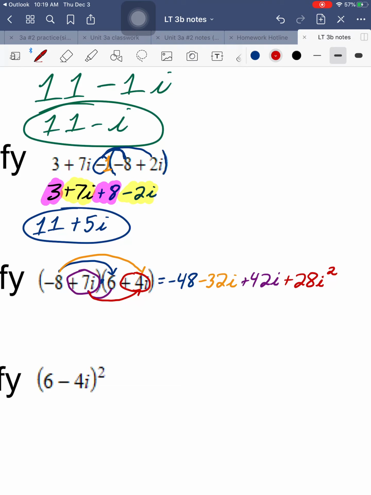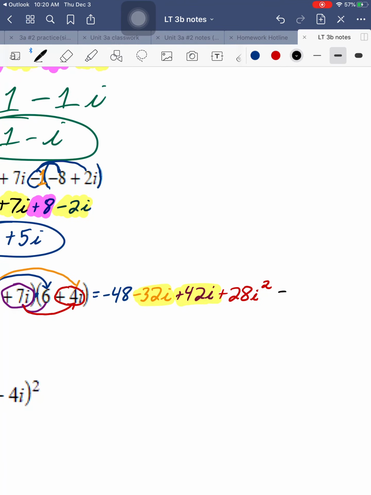All right, now we need to look at, are there like terms? Now all the parentheses are gone, so let's see if we can gather like terms, and we certainly can. We have negative 32i plus 42i, so we can simplify that. So let's go to the next step here. We have negative 48 first, and then negative 32i plus 42i, that is 10i.